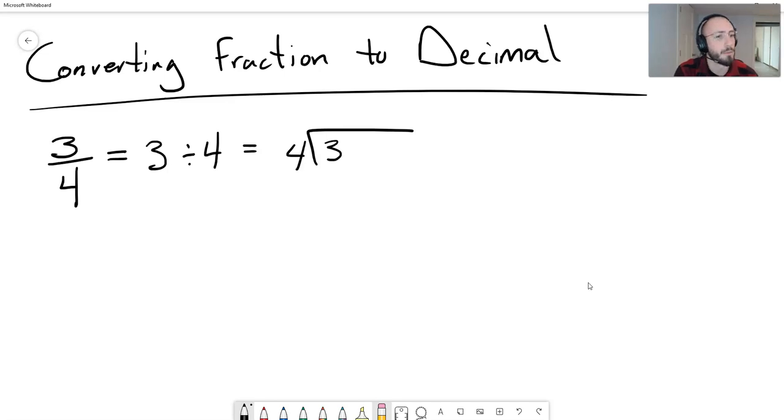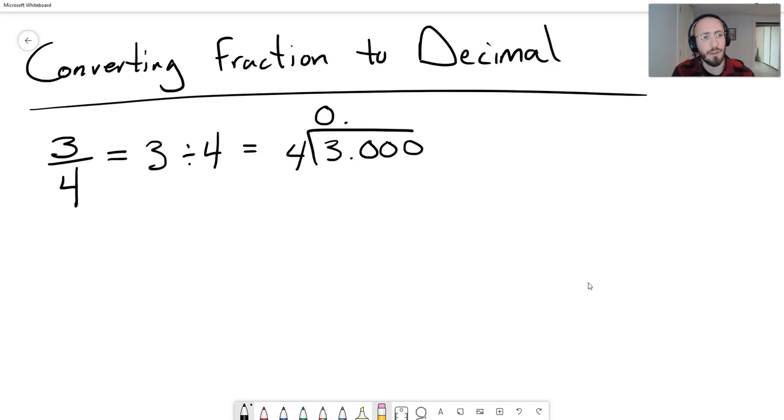So let's take a look. Immediately we run into a problem, right? 4 does not go evenly into 3. That's why it's a fraction that's less than 1. So 4 goes into 3 0 times, so we write that 0 there. We're going to have to add some zeros as placeholders, and we can do that as long as we put this decimal point here. The decimal point in the quotient goes directly above the decimal point in the dividend. So 4 does not go into 3 evenly, but it does go into 30.